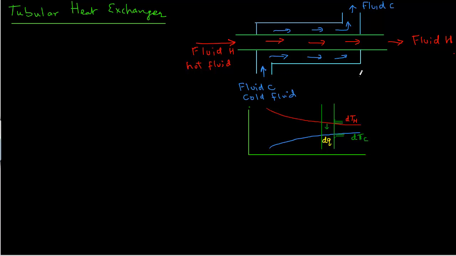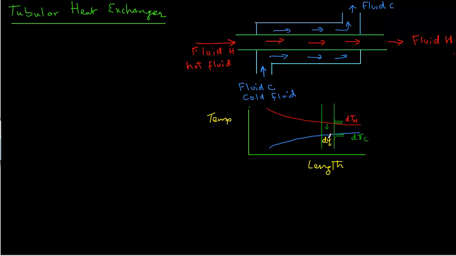So in this module, we will look at this figure first that shows a concurrent flow tubular heat exchanger, and it has the temperature profiles along the length of the heat exchanger. And we will consider a thin slice of this heat exchanger and determine the rate of heat transfer in this very thin slice. We will express that as dq from the fluid H, which is our hot fluid, to fluid C, which is our cold fluid.